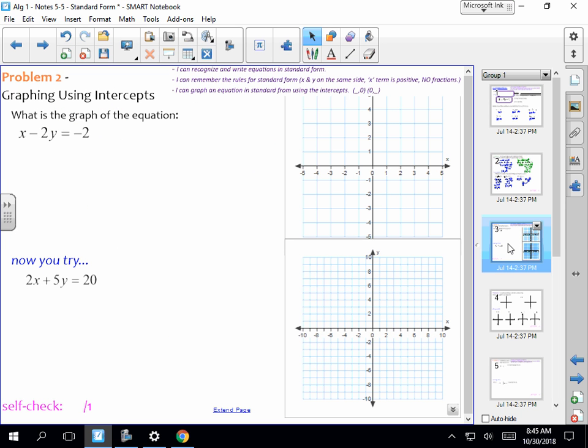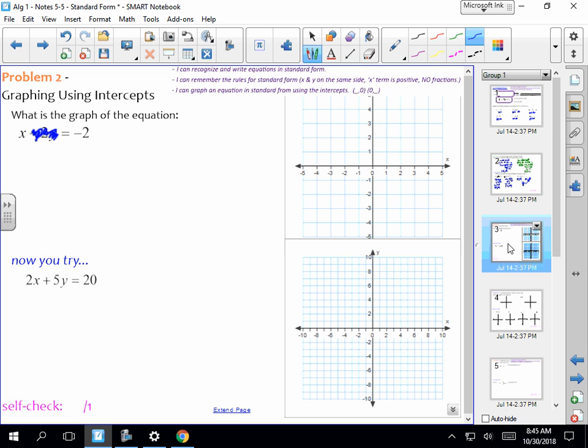All right, graphing using intercepts. So this is what your skill will look like. It's in standard form. We're going to find the x and y intercept. So if we just cover up here, this guy, what is the x-intercept?